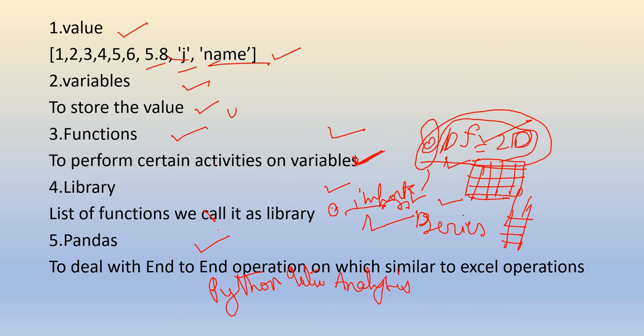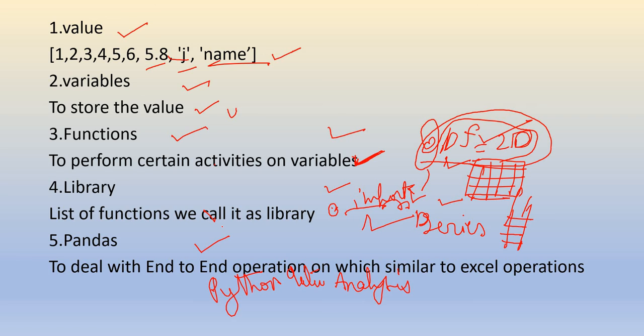Like that, so many libraries are there. Once again, starting from the beginning, the first one is value. We can represent values like this, variables are used to store the value, and functions are used to do certain kinds of activities. Whenever you want to carry out a certain activity on some variables, you can go for these functions. And the next one is a library. Whenever you want to work with a list of functions, we can make use of a library.